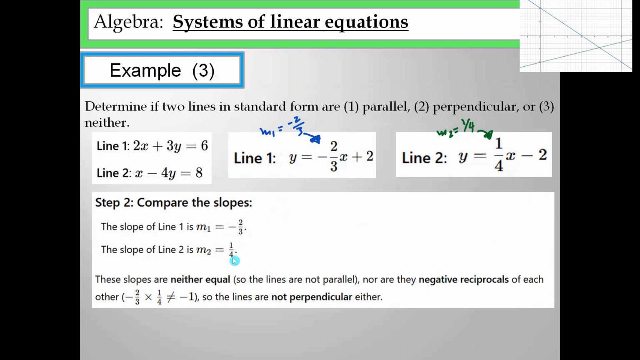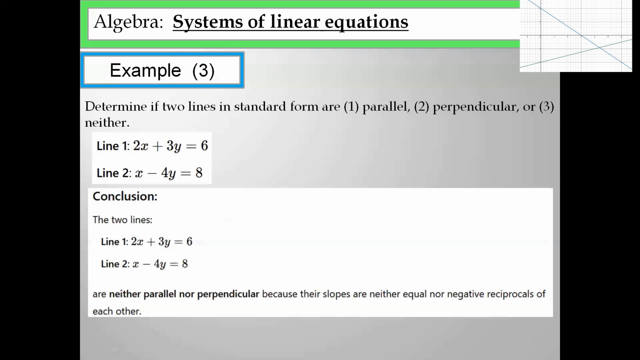Since the slopes are not equal to each other, we know that they are not parallel, and they are not negative reciprocals of each other, meaning their product does not equal negative 1. They are also not perpendicular. We don't need to check their y-intercepts because we already know that they're not parallel.